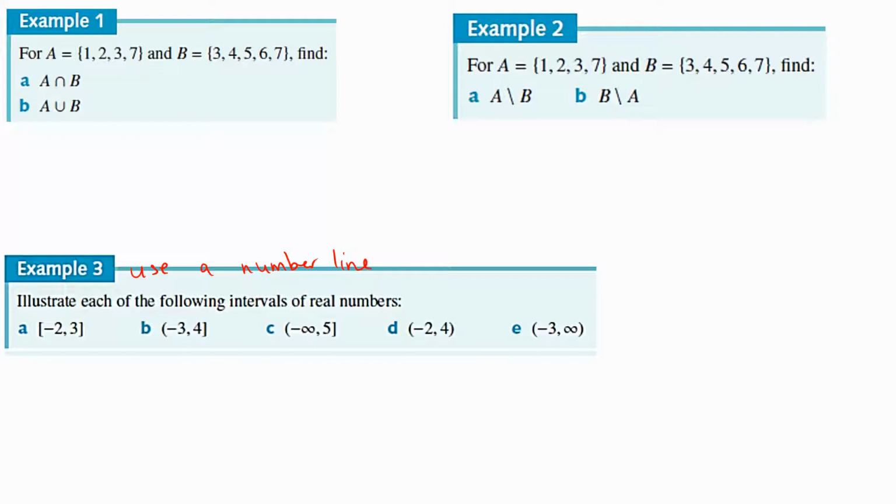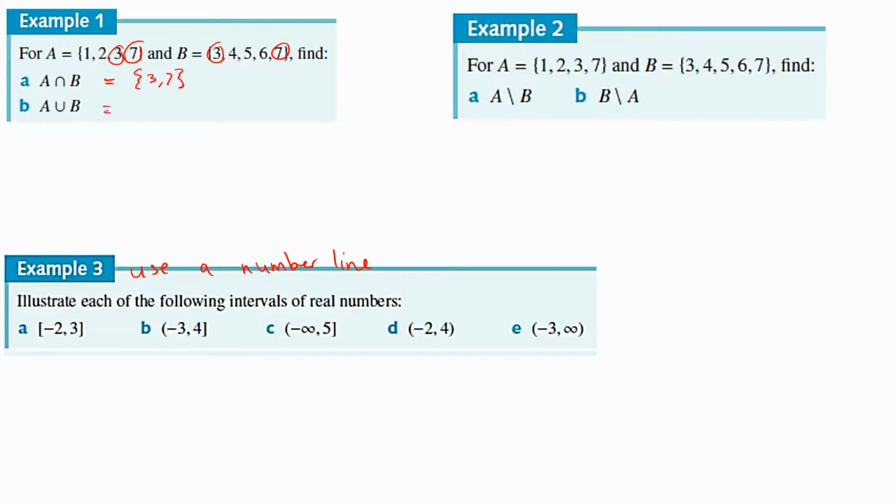All right, here we go. I'm going to go through the answers here. So A, intersection means what do they both have in common? A has 1, 2, 3. They both have a 3 and a 7. So therefore, I would write with braces, {3, 7}.